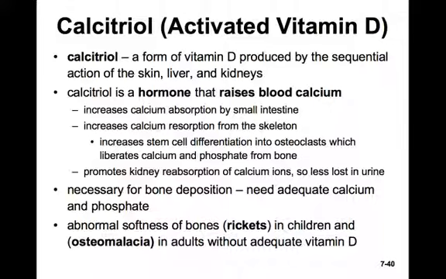Primarily, it's going to increase calcium absorption by the small intestine and increase calcium resorption, that is from the bones, into the blood. The way that it increases calcium resorption is that the stem cells will increase in their differentiation into osteoclasts. As the osteoclasts become more active, they release more calcium and phosphate from the bone into the blood. Calcitriol also promotes kidney reabsorption of calcium ions, so less of it is lost in the urine.